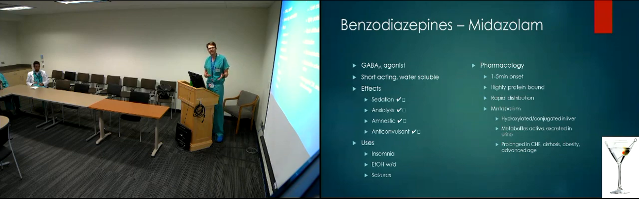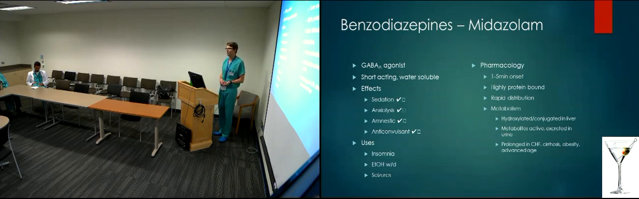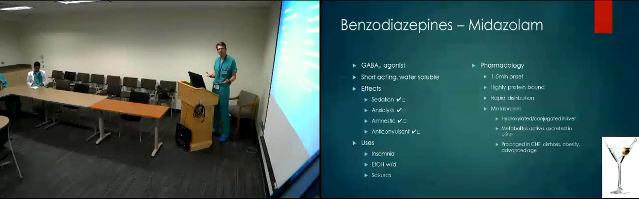Midazolam is a GABA-A agonist. It's short-acting. It's water-soluble. It sedates. You get anxiolysis. You get amnesia. And it's also an anticonvulsant. So you can use it for a bunch of different things.